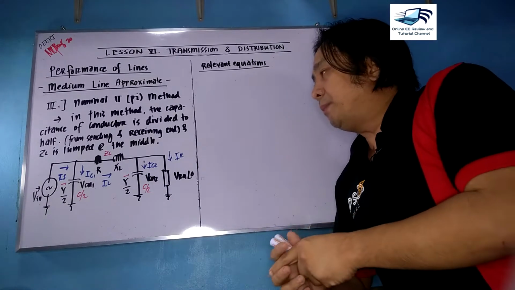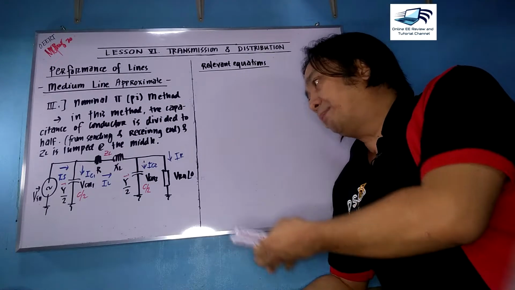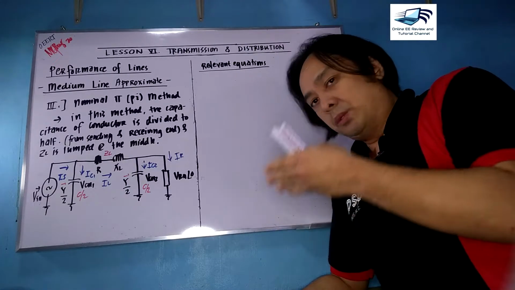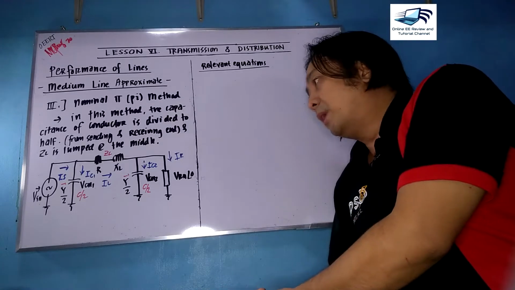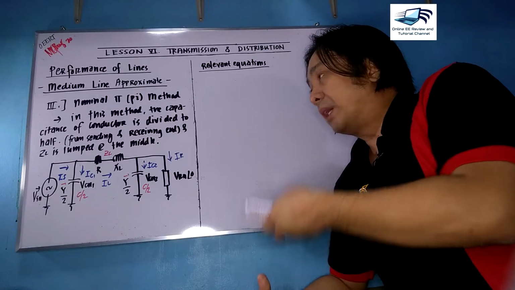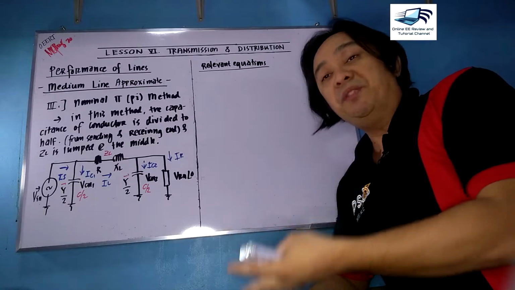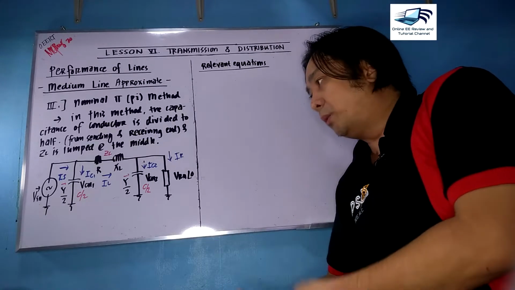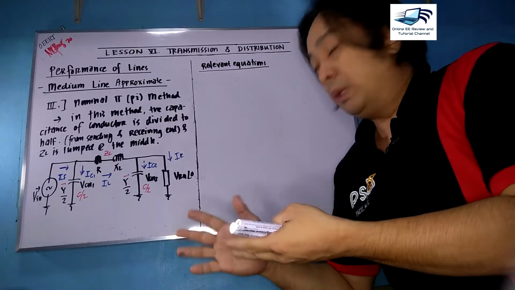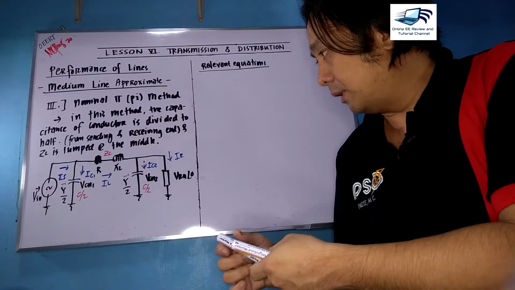Now, this type is the most common and a typical type of medium line, and it is used in power systems simply because a nominal pi can be simplified further to a short line, which we will discuss a little bit, or we can already do this in this case.